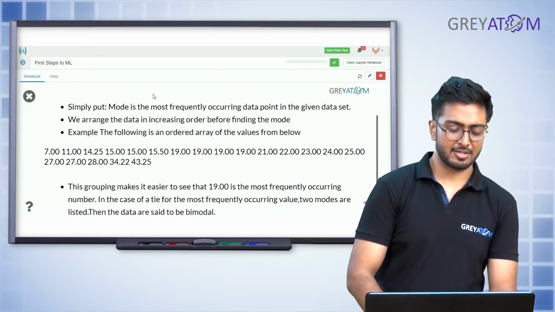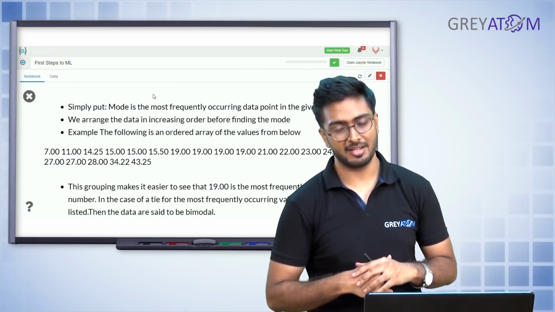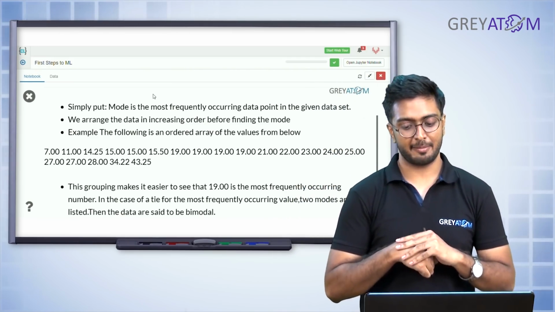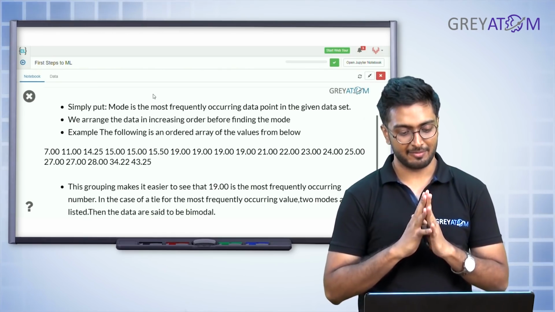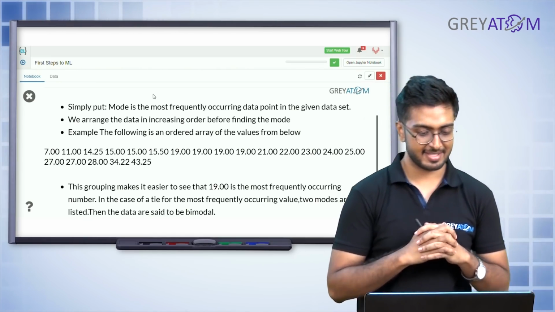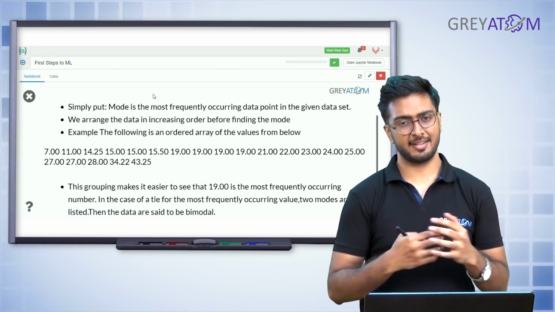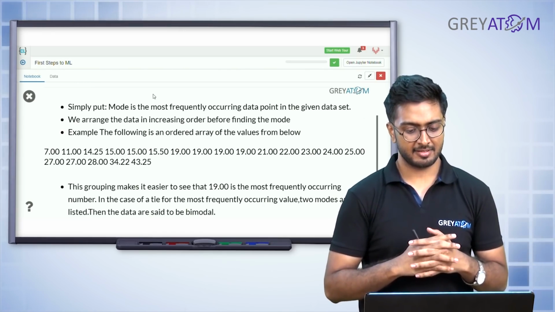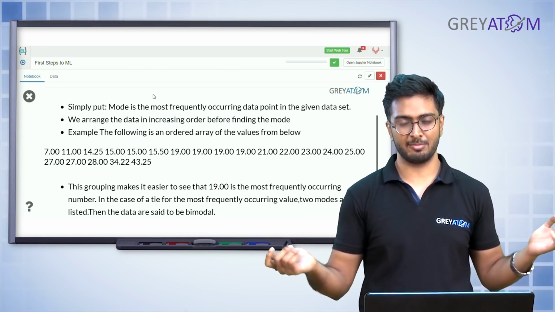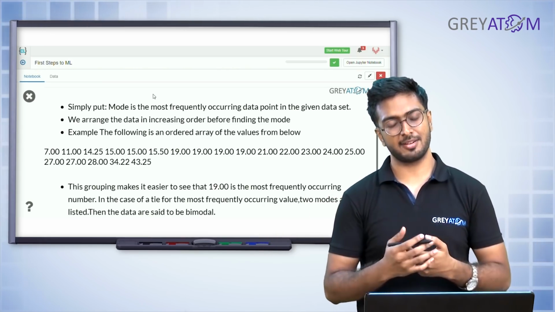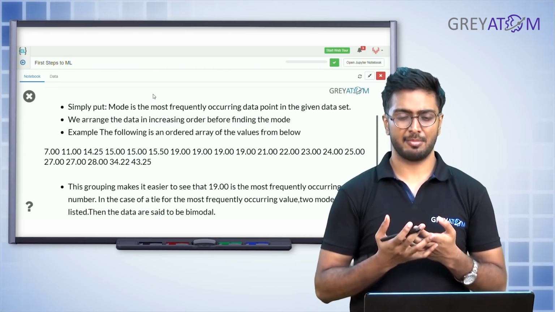concept quickly. So what is mode? Mode is basically nothing but the most frequently occurring data point in a given data set. So let's again go through the concepts. Okay, we'll go through that in a while, but let's first understand mode. We arrange the data in increasing order, and then we just pick out the data which occurs a maximum number of times, right? That's the concept of mode. Any value that occurs maximum number of times is your mode, right?